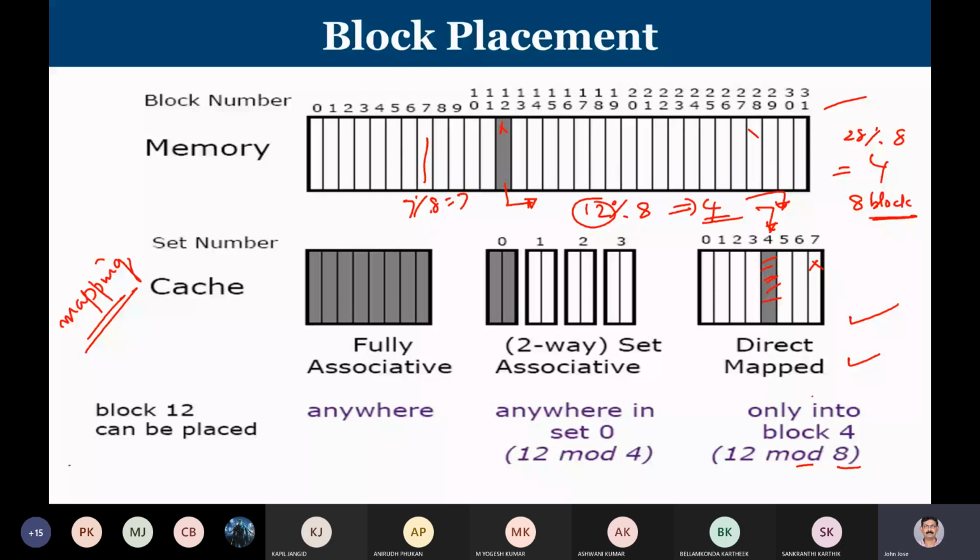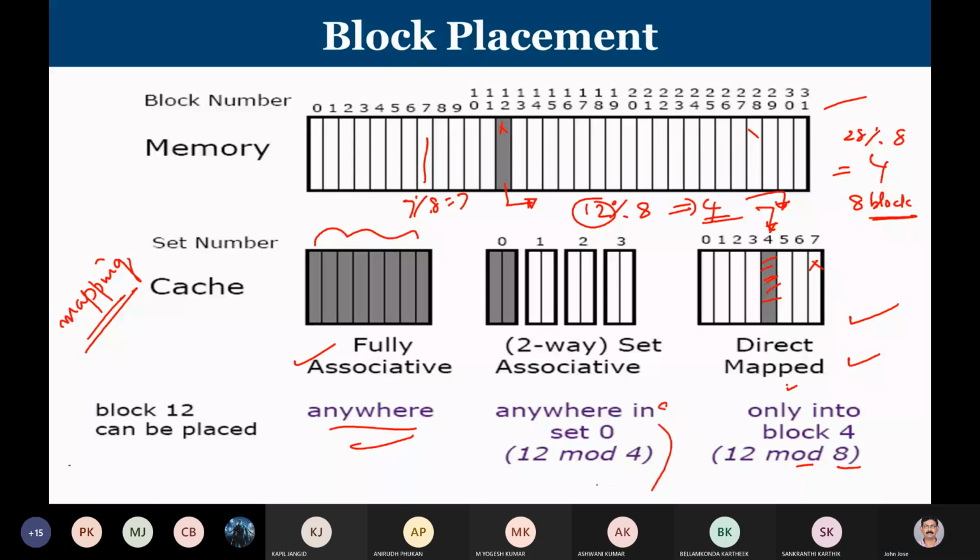The other extreme is known as fully associative. Here, in direct mapped you have a predefined space. In fully associative, I can place block number 12 anywhere there is space available. So let's say you go into an office room where you can sit anywhere and work with your laptop. That is called fully associative. But if there exists a predefined space for you, that is known as direct mapped cache.